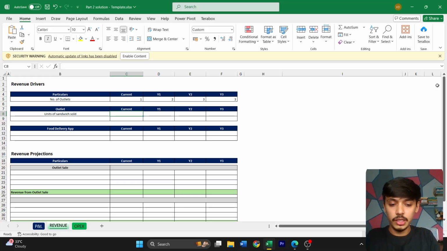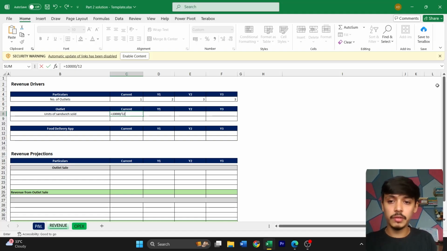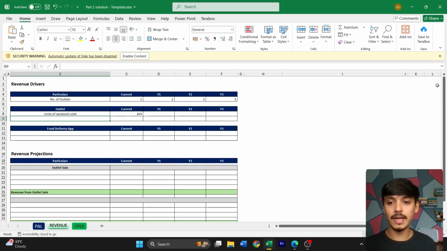In the current year we sold 10,000 units on a yearly basis, but for the month we are going to divide it by 12 so that we get a number which we sold on a monthly basis. So that is 833 sandwiches sold monthly.